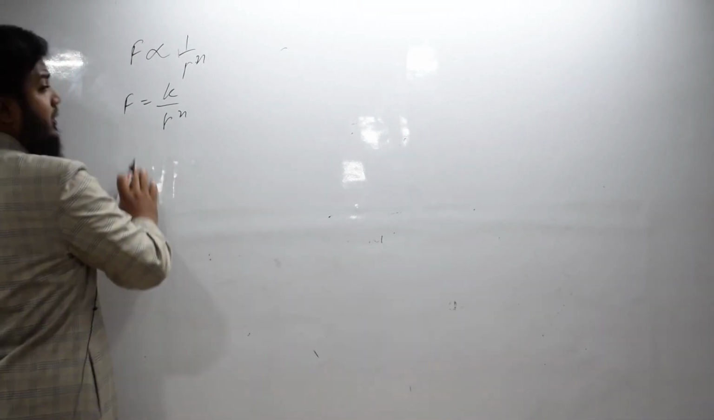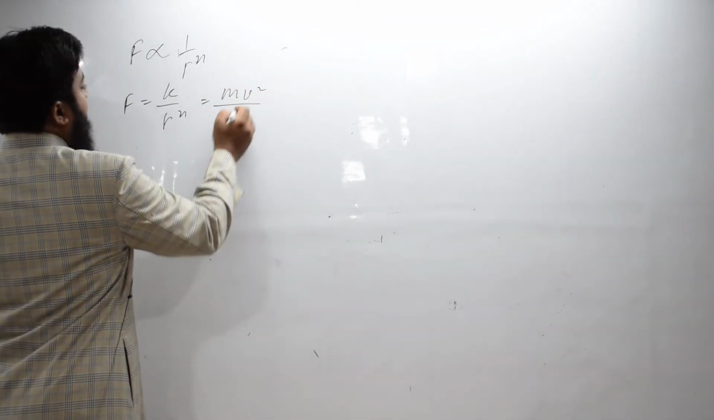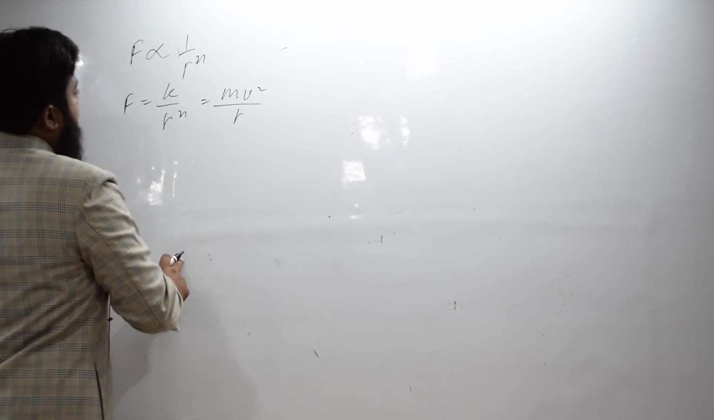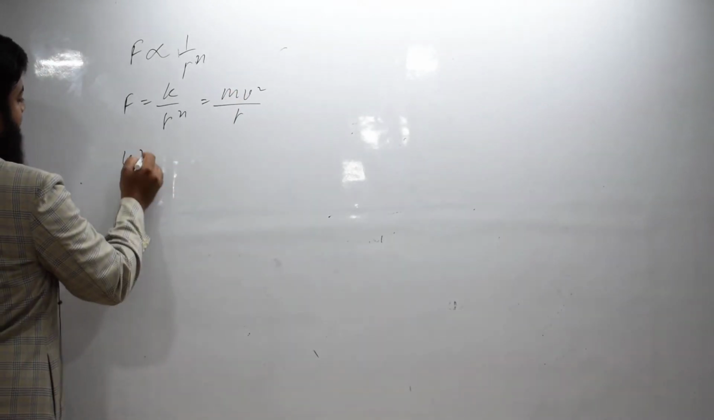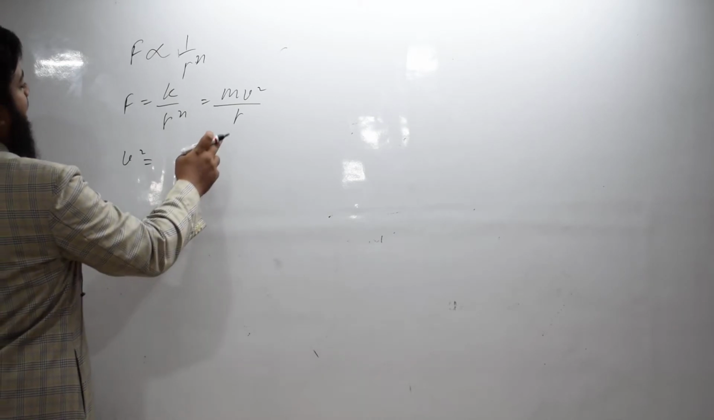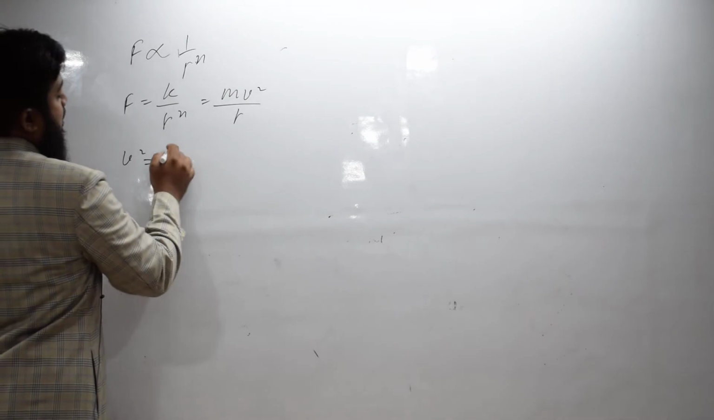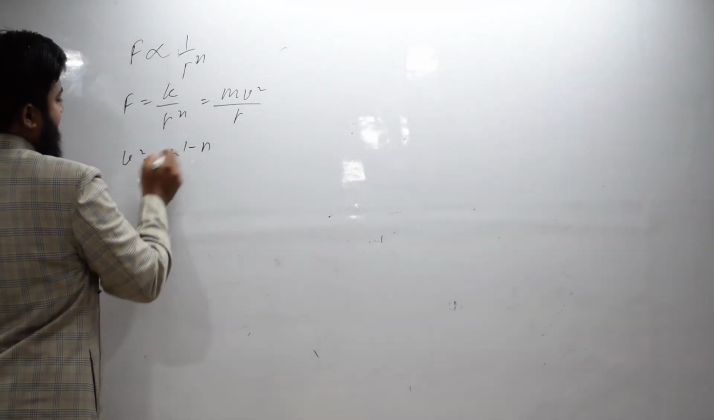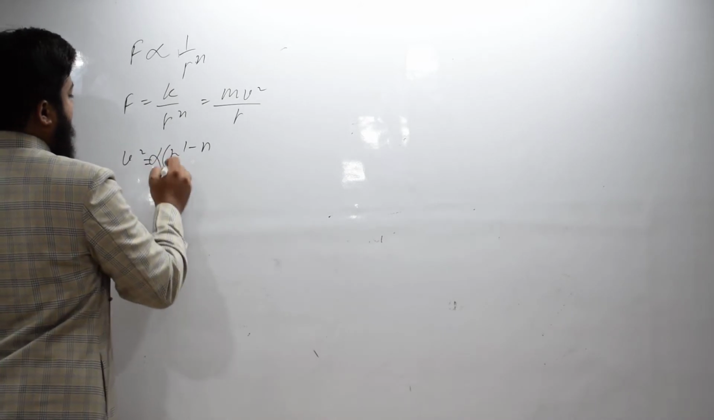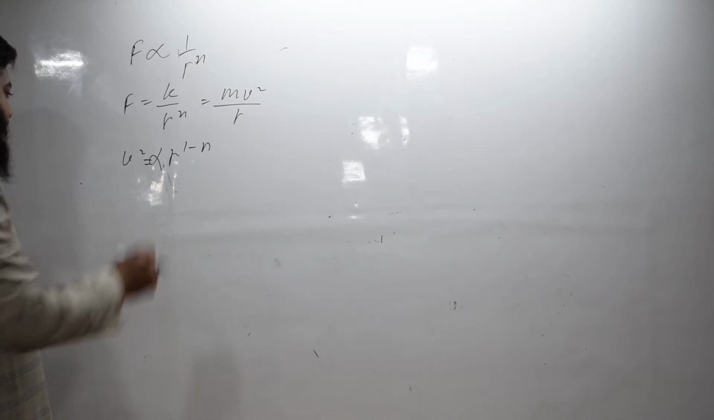Now, this force will provide the necessary centripetal force, mv square upon r. So, v square here is equal to r upon r to the power n, so r to the power 1 minus n, and k over m will become some other constant. So, we can write it as alpha. Alpha times r to the power 1 minus n, this is v square.